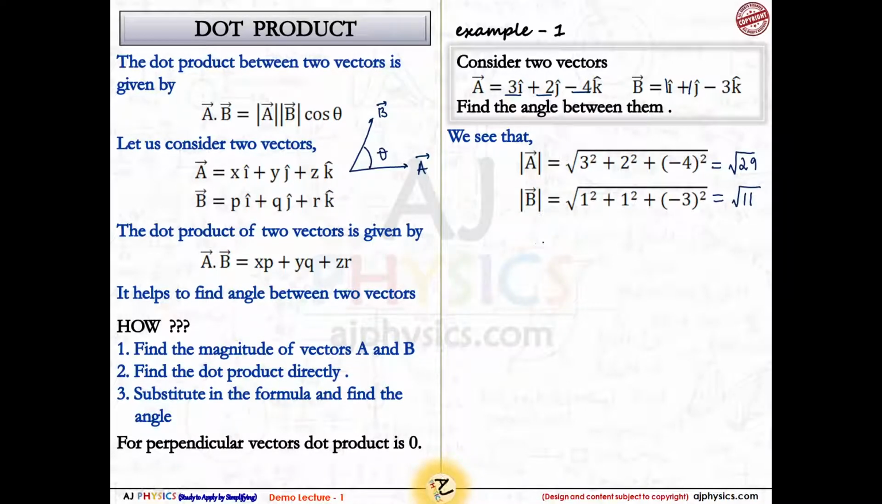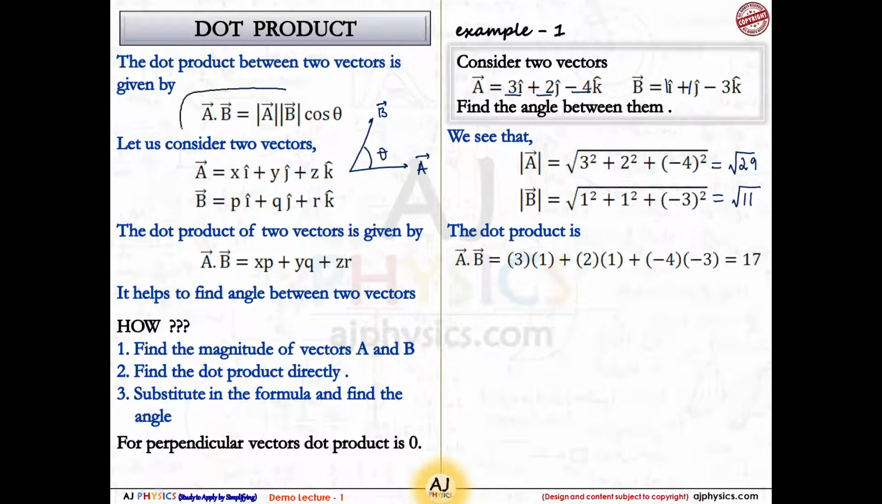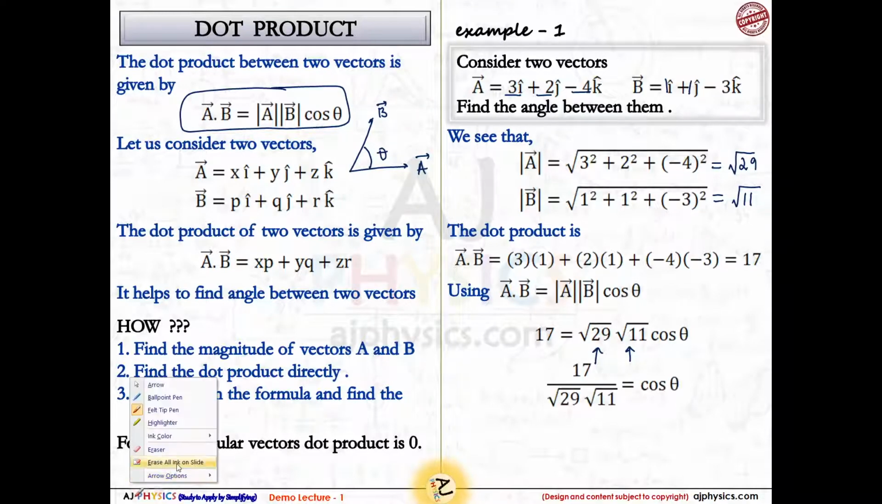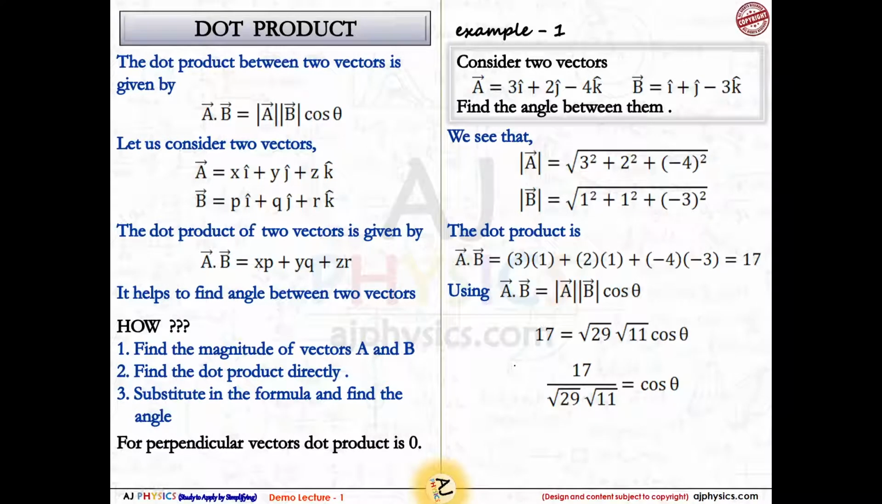Now all we have to do is frame the values in this relation. So what will be these values? The dot product is 17, the magnitudes are root 29 and root 11. And then we can easily find this cos theta. This theta is the angle between the two vectors a and b.